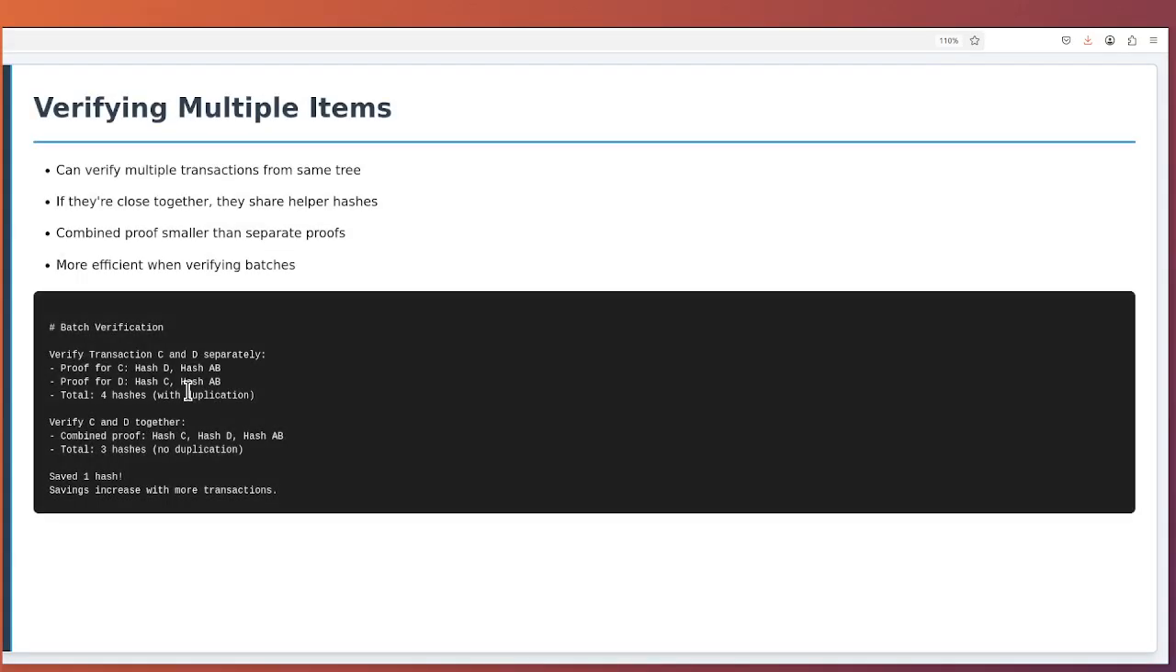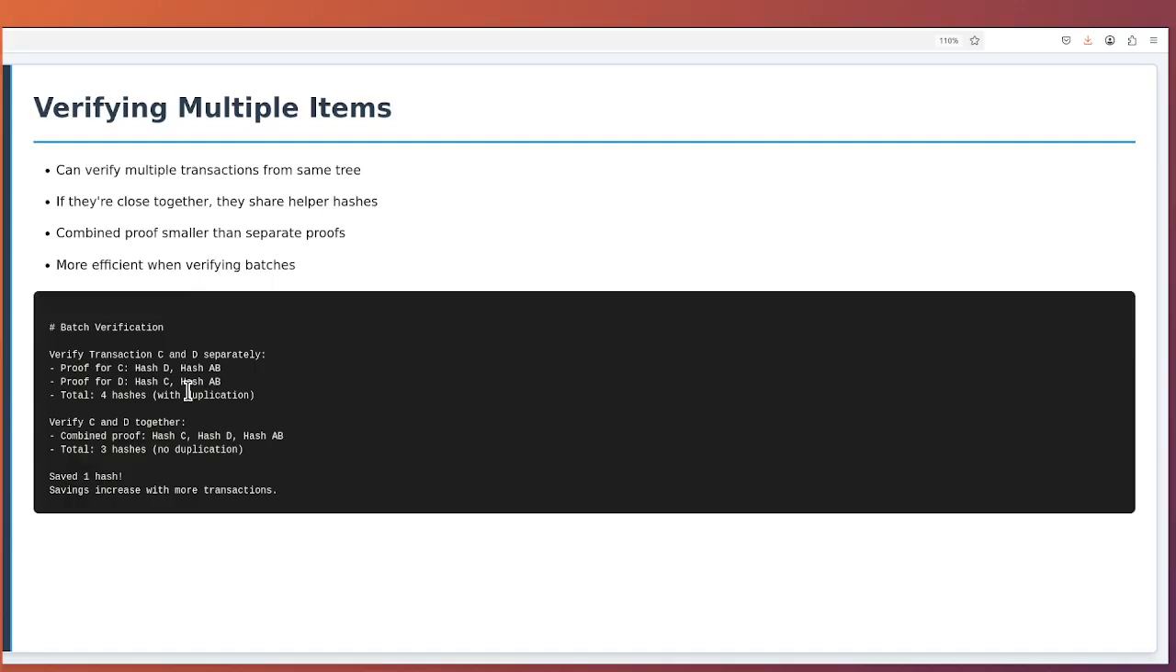Verifying multiple items. Sometimes you need to verify multiple transactions from the same tree. Merkle proofs can be even more efficient in this case. If you're verifying transaction C and transaction D, notice they're partners at the leaf level. They share the same path up most of the tree. Instead of sending two complete proofs, you can combine them. You need hash C, hash D, and hash A B. That's 3 hashes instead of 4.